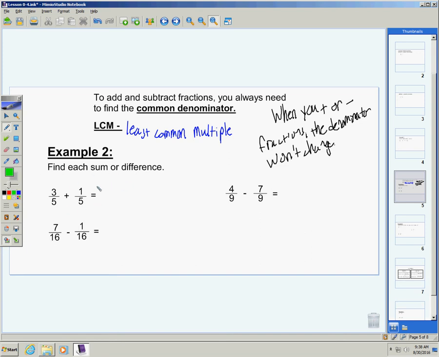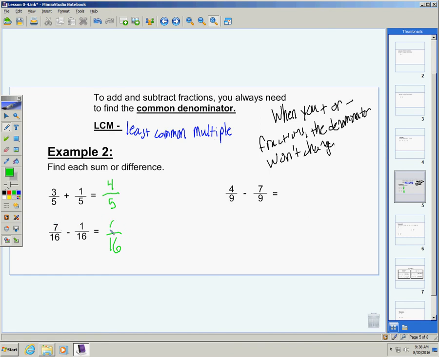So for example, I do not add 5 plus 5. The denominator is going to be 5. And all you do is you add or subtract the numerators. So 3 plus 1, that gives me 4. So 3/5 plus 1/5 gives me 4/5. Down here, common denominator, so I already know when I add or subtract, the denominator won't change. So I know it's going to be 16, and 7 minus 1 gives me 6.